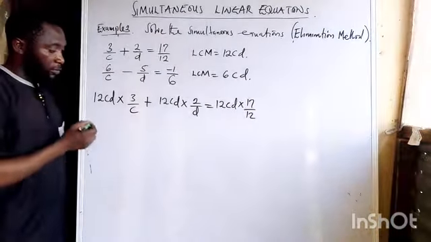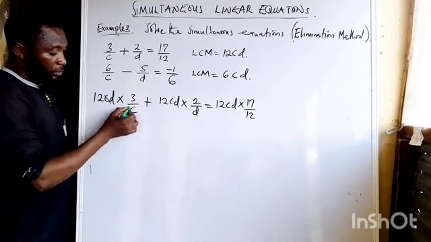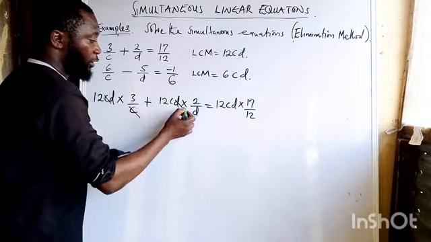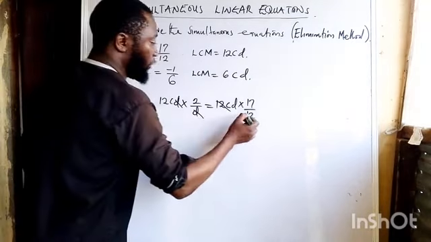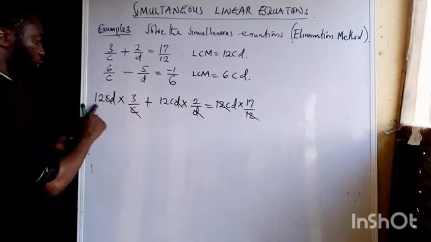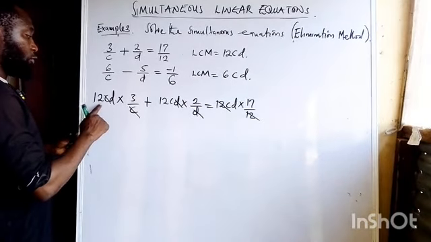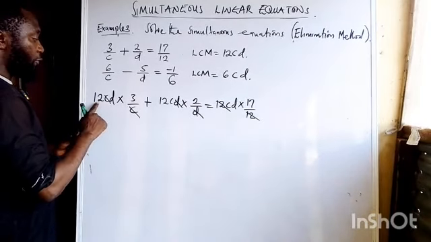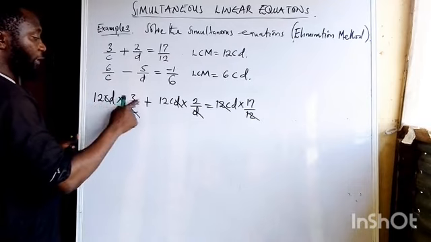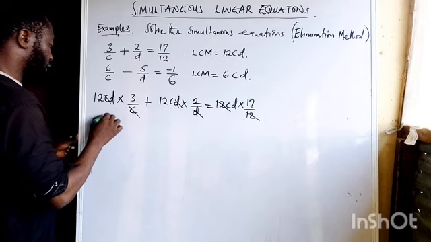So from here now, C is gone. Here, D is gone. Here, 12 is gone. What is left? We have just 12D multiplied by 3. That is 36D.